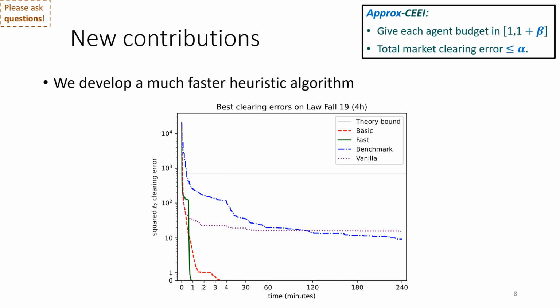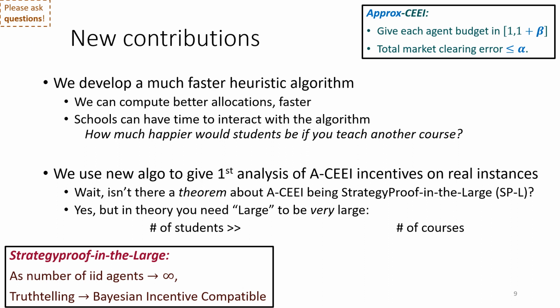As you can see from the blue line, even after 4 hours, it reduces the clearing error very slowly, while the green line, which represents the faster version of our algorithm, found a zero clearing error equilibrium within 1 minute. That is to say, we developed a much faster heuristic algorithm, and the algorithm is not only faster, but it also gives a better allocation. The benefit is that schools can now have more time to interact with the algorithm. More importantly, this enables us to analyze incentives for the A-CEEI mechanism on real instances.